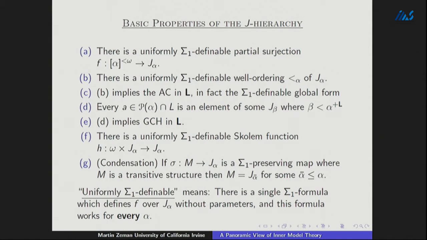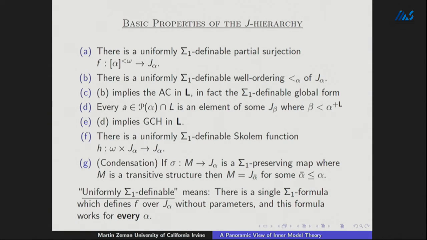And then we have a uniformly sigma 1 definable Skolem function, which goes from omega cross J alpha to J alpha. I have to say something about it. This term uniformly depends on something, and that something is what is hidden in this omega. Because what does the Skolem function do? If you give it a sigma 1 formula and an argument, it will return a witness for the existential quantifier. So it depends on how we enumerate sigma 1 formulae. So at this point I am fixing a recursive enumeration of all sigma 1 formulae. These formulae are enumerated by members of omega.